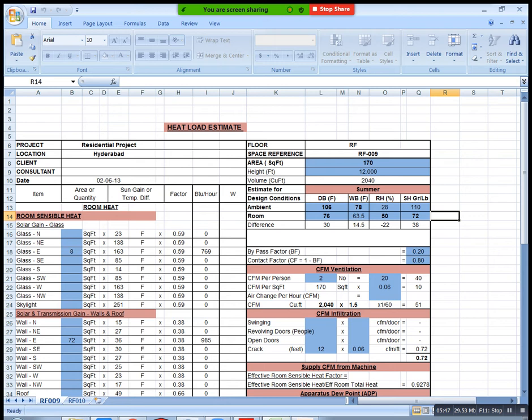Now, for the sensible heat load condition you need to mention the temperature difference. For the latent heat load condition you need to mention the humidity ratio difference.